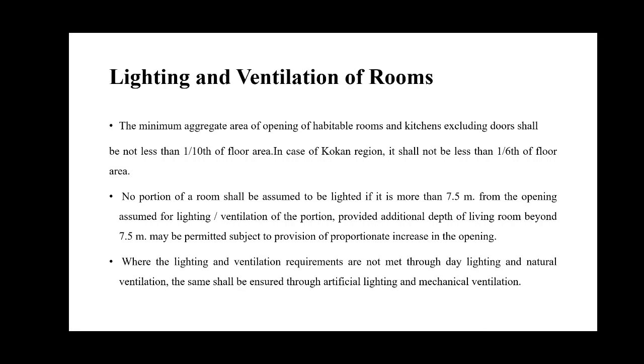In case of coastal area where the temperature is hot and humid, it shall not be less than 1/6 of the floor area. No portion of the room shall be assumed to be lightened if it is more than 7.5 meters from the opening assumed for lighting and ventilation of the portion, provided additional depth of the living room beyond 7.5 meters may be permitted, subject to the provision of proportionate increase in the opening.